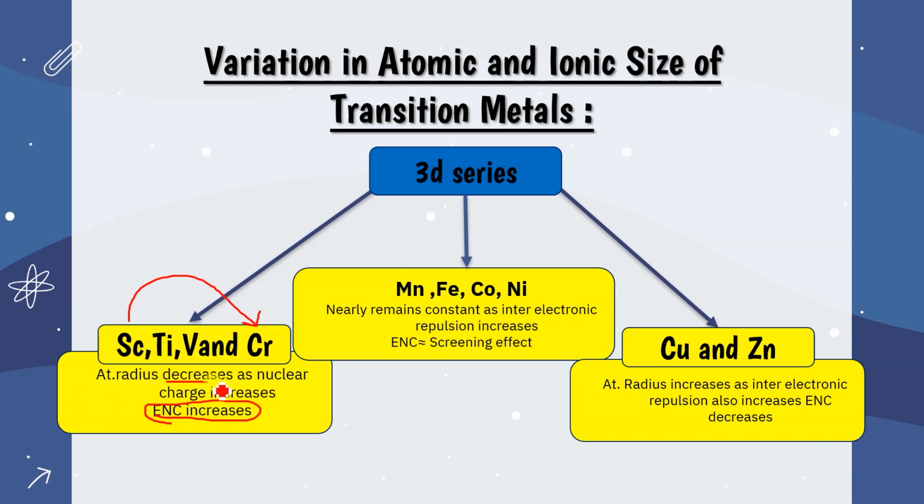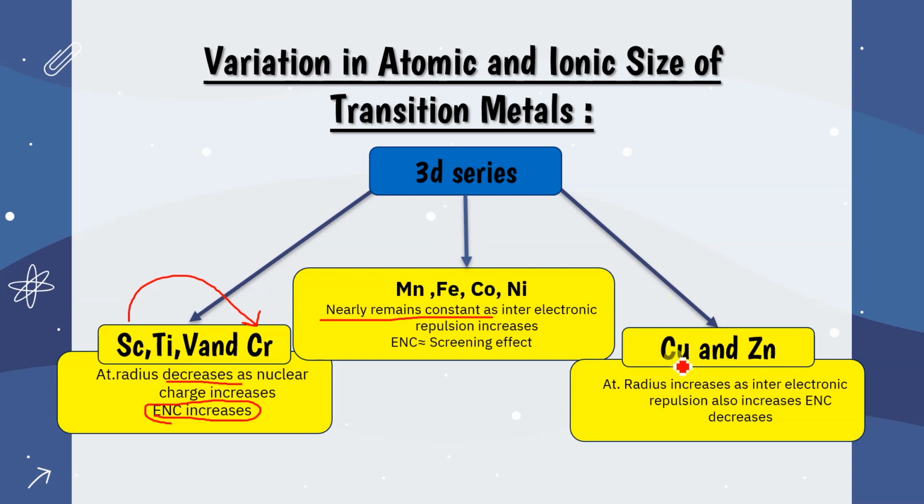But when we check manganese, iron, cobalt, and nickel, in this case, the screening effect applied by the 3D electrons and the effective nuclear charge applied by the nucleus on the outermost shell become almost equal. So in this case, it neither increases nor decreases. So what will happen? It nearly remains constant from manganese to nickel.